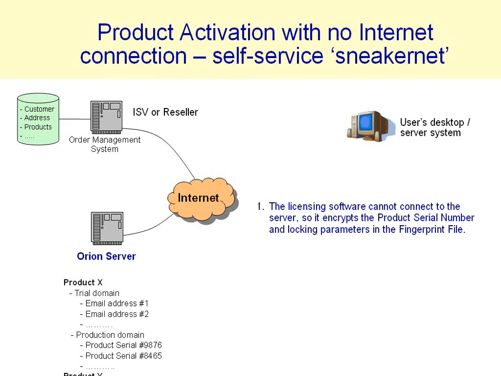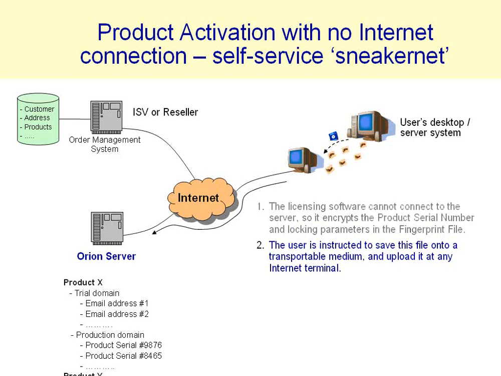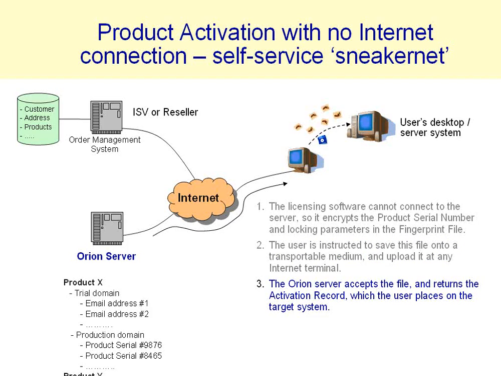So what happens here is the users place their order, they've got their product serial number, and they enter it as they're doing the installation, but the Orion client finds it can't connect to the server. So what it does is it takes that product serial number and the locking parameters and encrypts them and saves them in what we call the fingerprint file. It then puts instructions on the screen telling the user to save that file onto some transportable medium, a thumb drive, whatever it is, and go and find an internet terminal and upload that file at the self-service web page for the hosted Orion server. So they do that, the Orion server accepts the file, checks it's valid, and generates the activation record, which it returns to the user, which they can then walk back over to their machine.